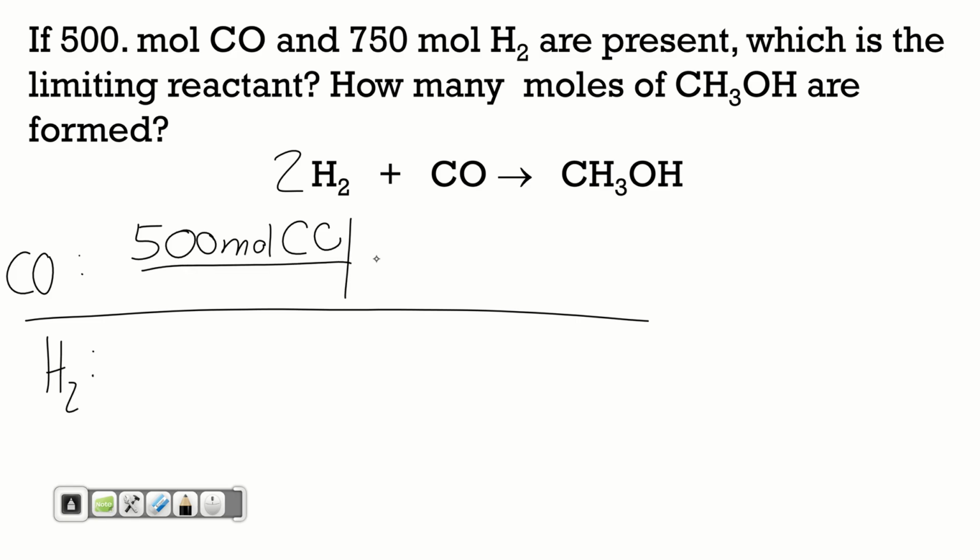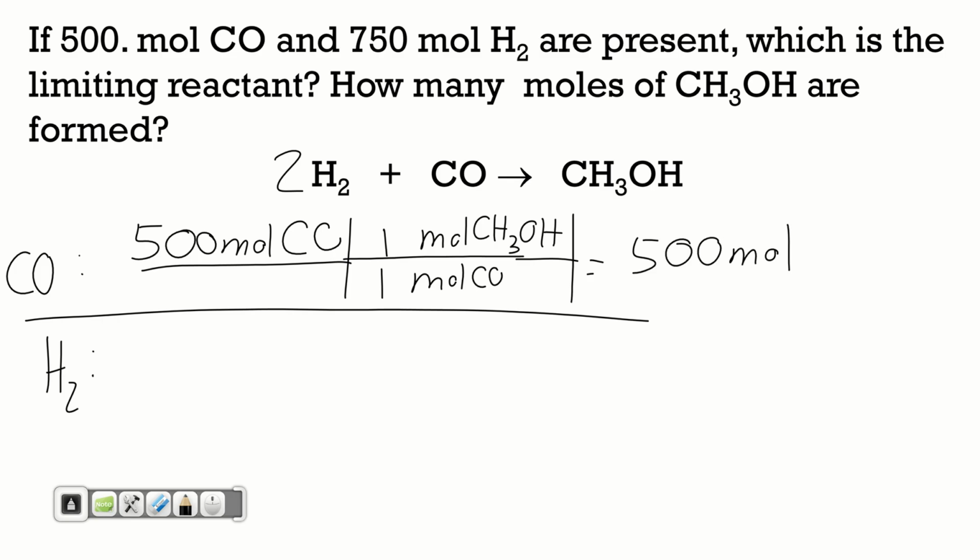500 moles. So I'm going from moles of CO to moles of CH3OH. This is 1 to 1. And this comes out to 500 moles. That's a lot of moles. Of CH3OH. Oh, what am I doing? CH3OH. All right. Second, I have 750 moles of H2.